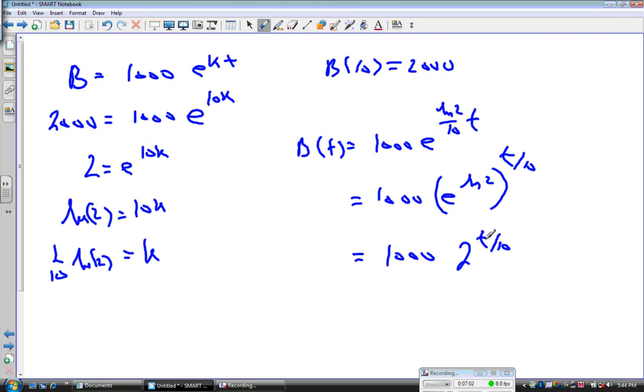So for every multiple of 10 you put in here, you double your initial investment, right? If I put in 10, you get 2 to the 1, 2,000. If I plug in 20, you get 2 to the 2, you get 4,000. If I plug in 30, because the doubling time is 10, right? So in 30 years, you get 2 to the 3 is 8, you get 8,000, and so forth.